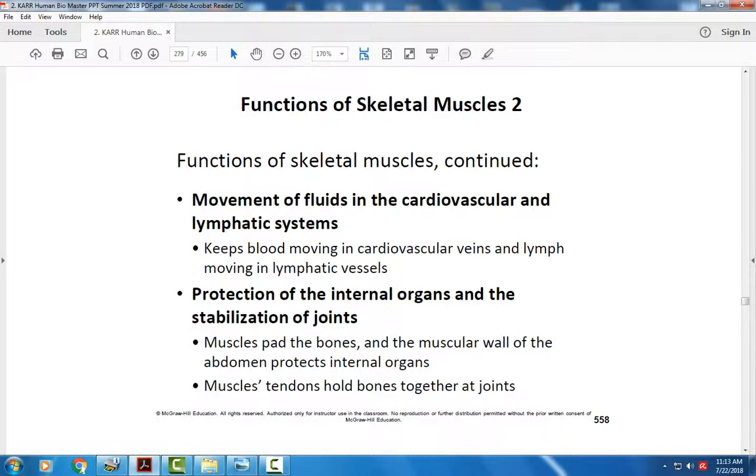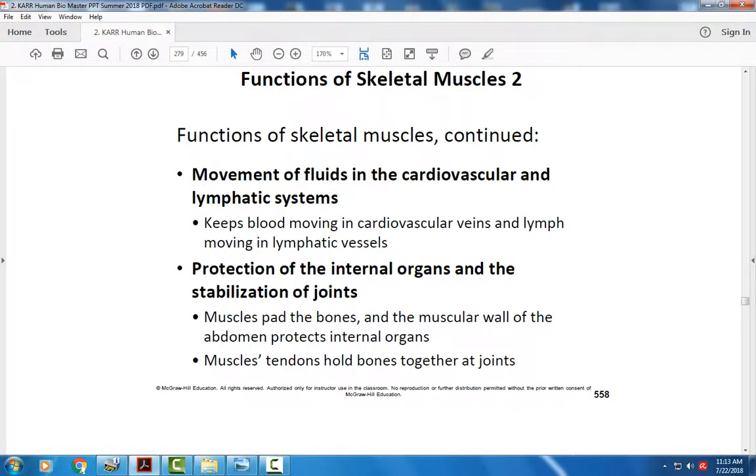And some muscles line our body cavities. For example, the abdomen doesn't have any bone to protect it, but we have several layers of abdominal muscles to protect our internal organs. So that's a very important function there, in protecting those delicate organs and stabilizing our joints.